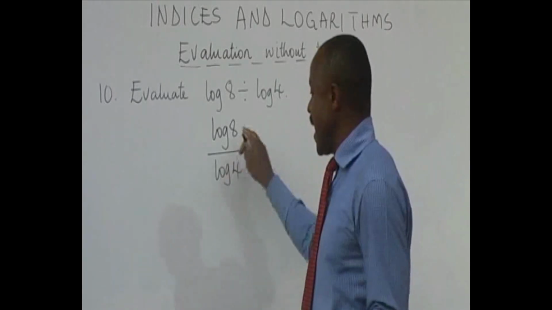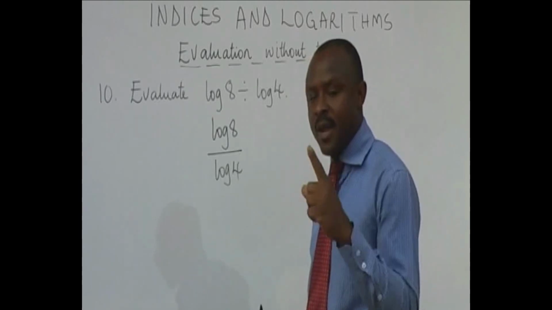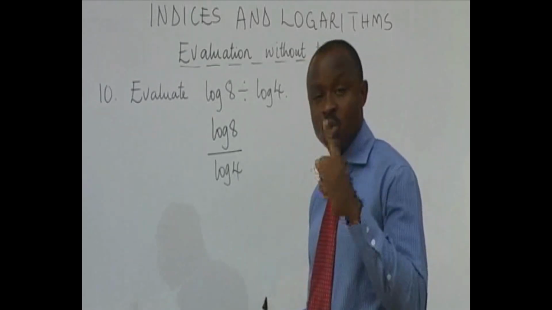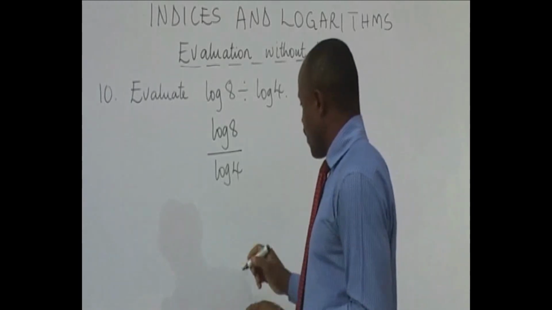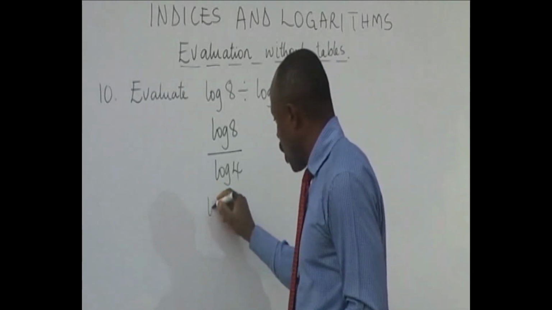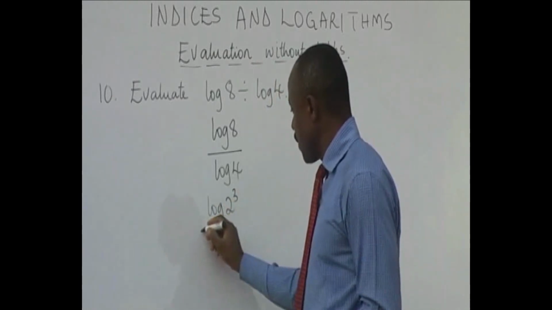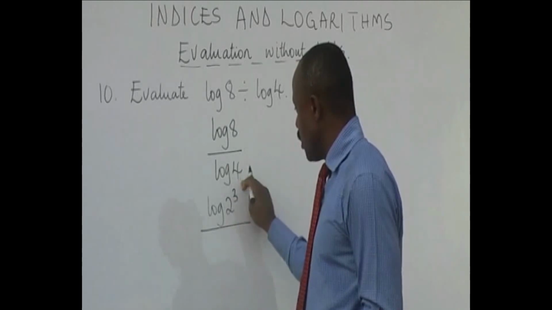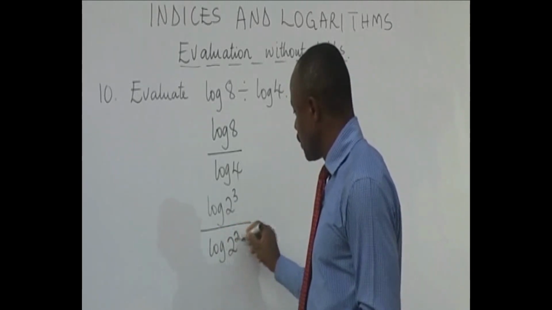You and I know that 8 is 2 times 2 times 2. That means 2 exponent 3. Whereas 4 is 2 times 2. That means 2 exponent 2. Write it in that form. Log 8 becomes log of 2 exponent 3. Whereas log of 4 becomes log of 2 exponent 2.